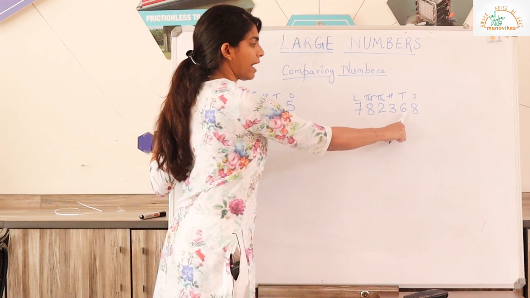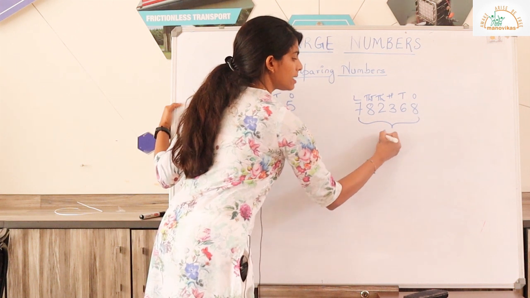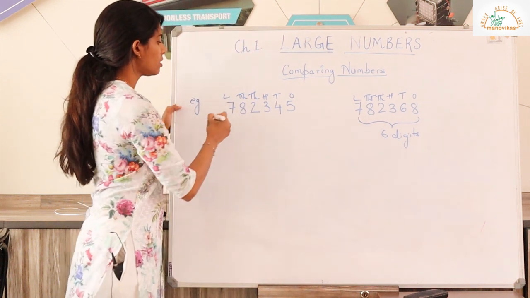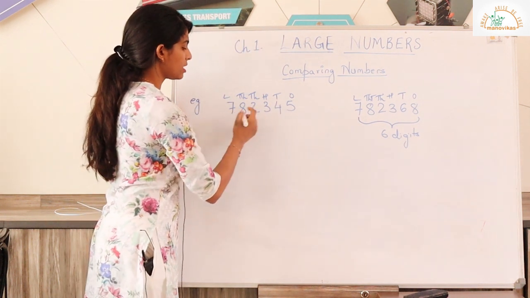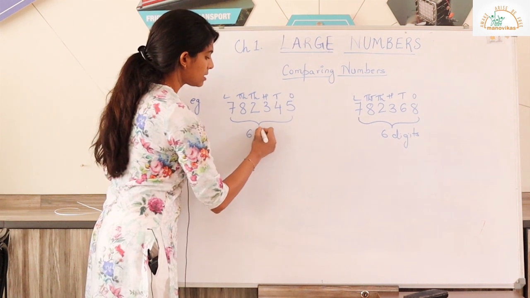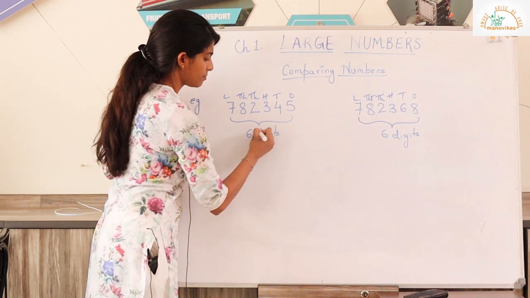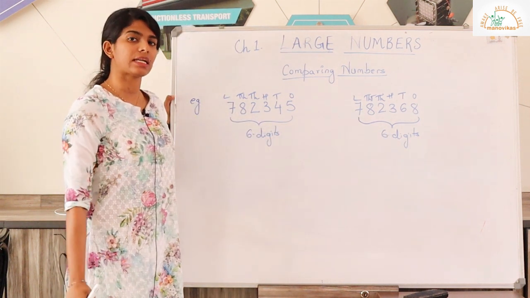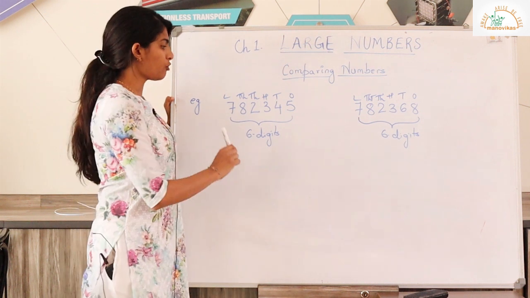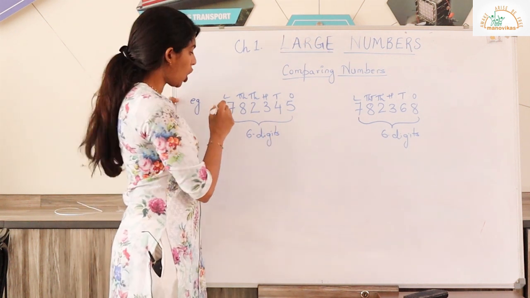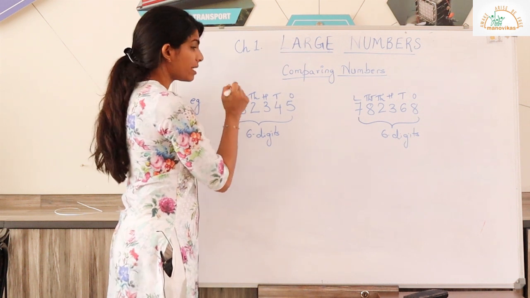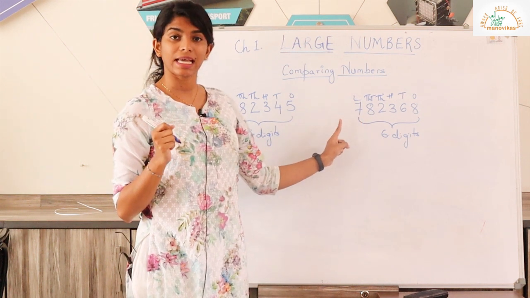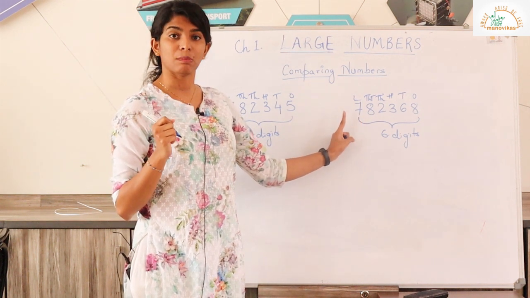1, 2, 3, 4, 5, 6. So here there are 6 digits. Let's see the next. 1, 2, 3, 4, 5, 6. Here also we have 6 digits. Now if you see here, both are having 6 digits. Now which number is greater? How to know? Now if you compare, we do not know because first we will see the leftmost. Now it is said when both the numbers are having the same number of digits, it is said to compare the leftmost number or digit.